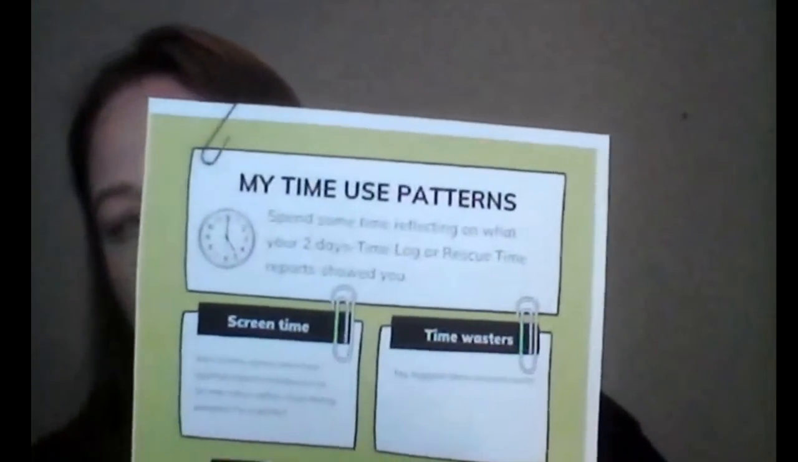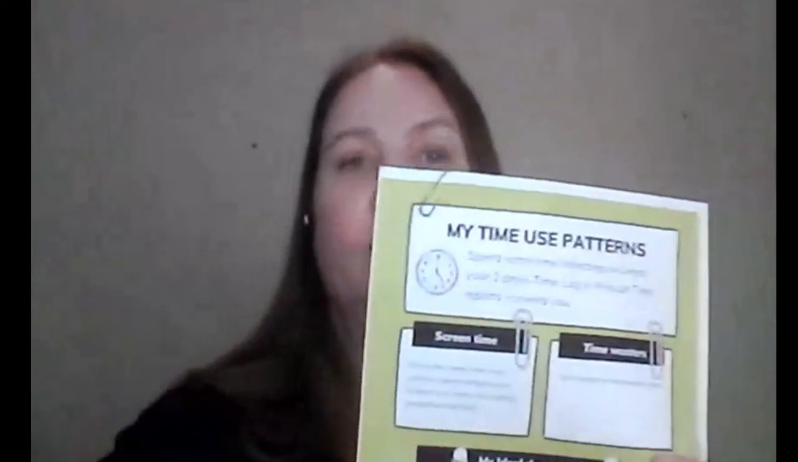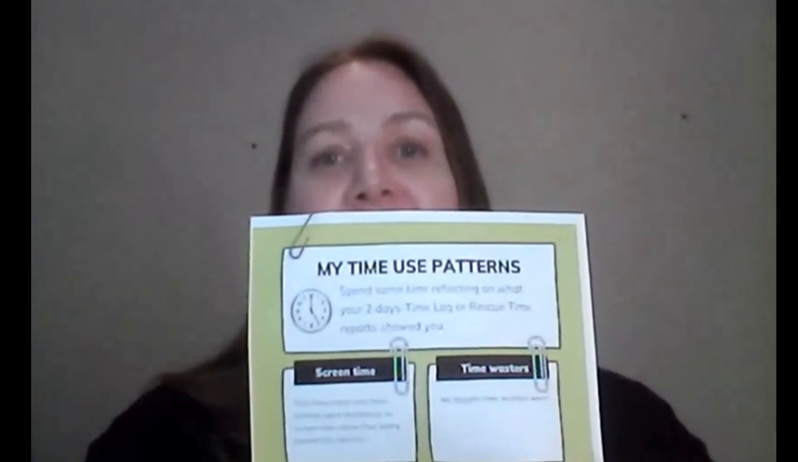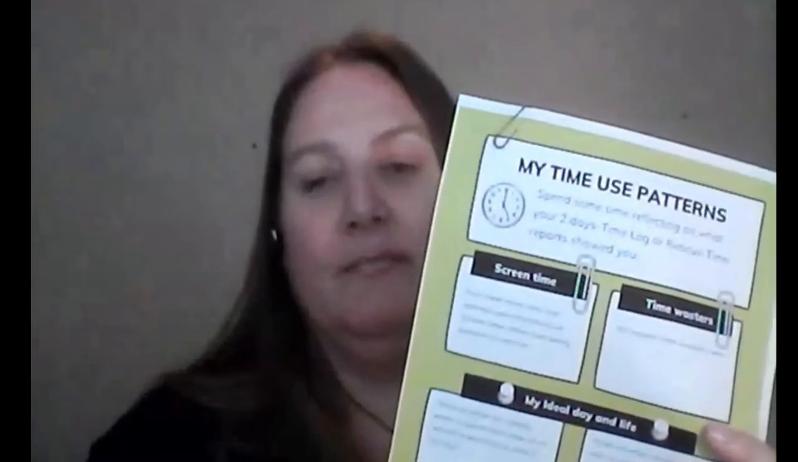So once you've completed your 2-day audit, set aside some time for introspection. And this introspection is about the trends that have emerged. And this is applicable whether you went the digital or the analog, the manual way. The third page of the worksheet looks like this. It's called My Time Use Patterns. And it has some guidance for you on how to go about this introspection.